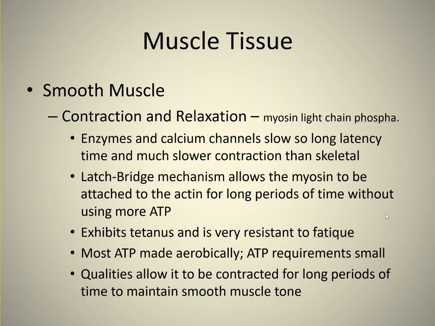And it's very resistant to fatigue, and that's misspelled there. Sorry about that. Most ATP is made aerobically. It doesn't use much anaerobic mechanisms, but the ATP requirements are quite small for smooth muscle. And like I said, these qualities allow it to be contracted for long periods of time to maintain smooth muscle tone in your GI tract and in your blood vessels, mostly.